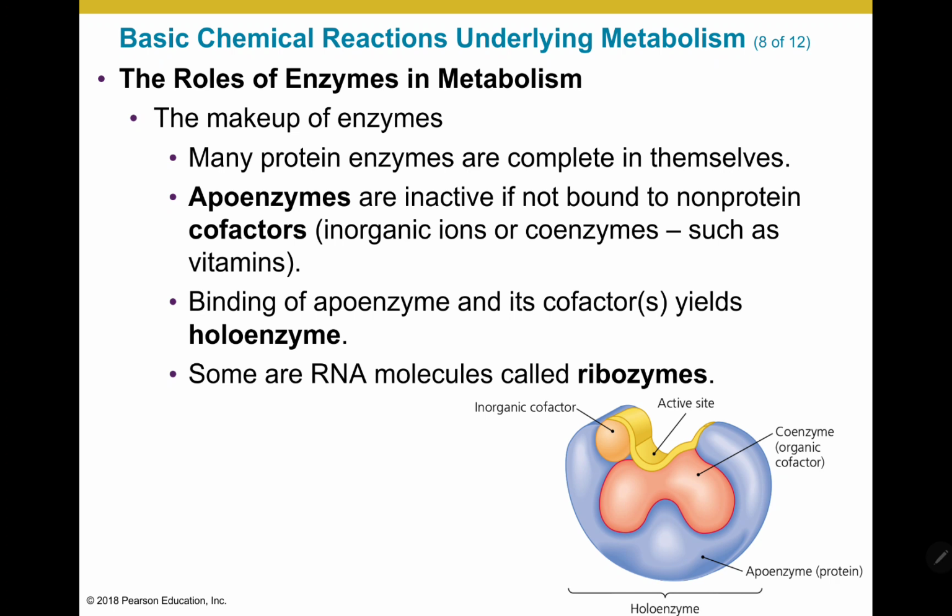So many protein enzymes are complete themselves. However, some, these apo enzymes, are inactive if they're not bound to a non-protein cofactor. So some enzymes need a coenzyme or organic cofactor, right? Whether it's a metal or a solute or a vitamin, something like that, that will bind to the protein to then make it active.